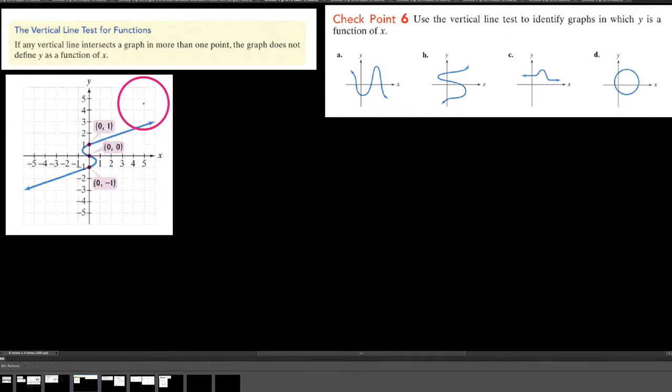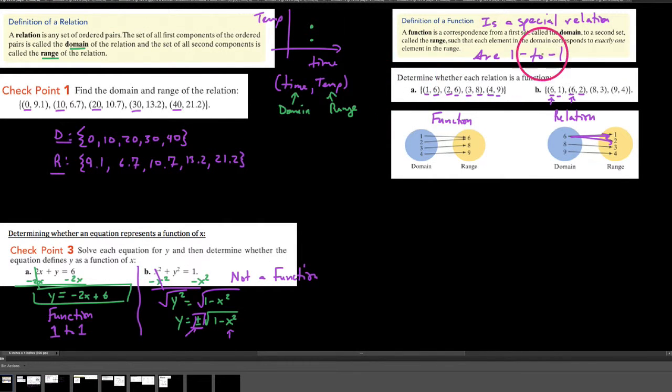Okay, YouTube, in this video I'm going to briefly define the vertical line test and how we use it to test for functions. So in our first video we explored what a function is. We said it's a special relation in which every x value, or every element of the domain, only goes to one and exactly one element in the range.